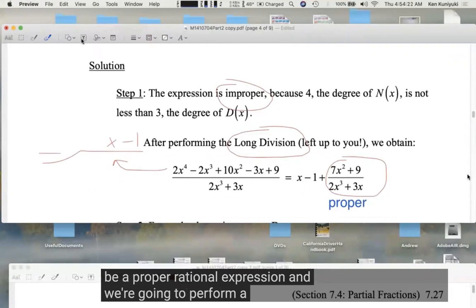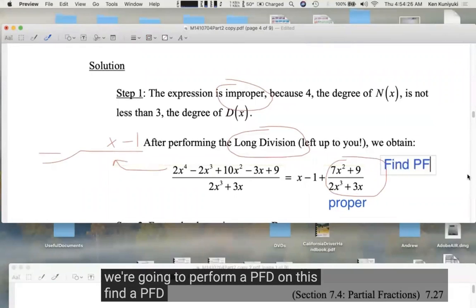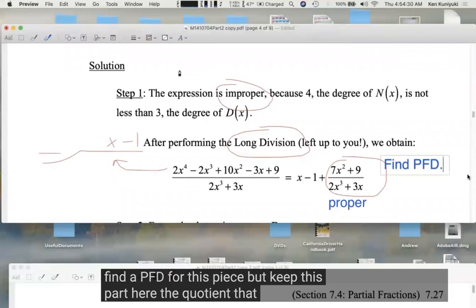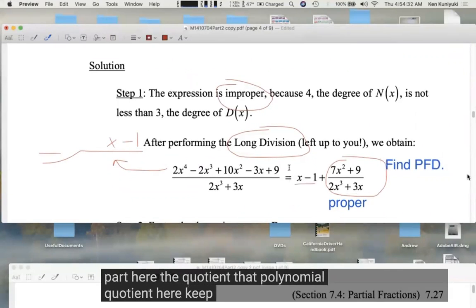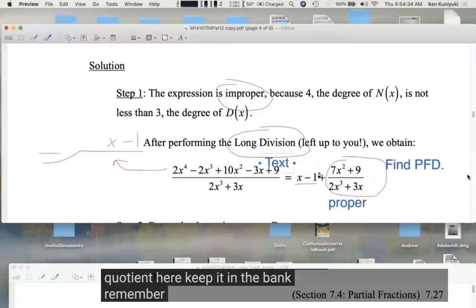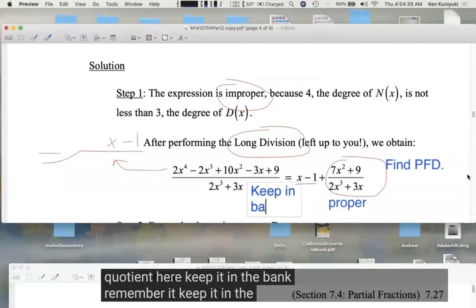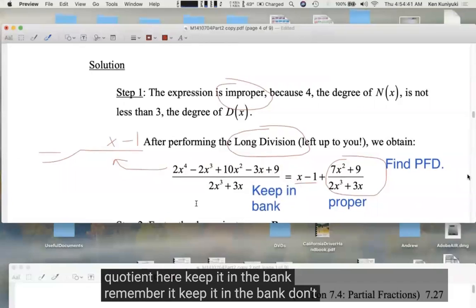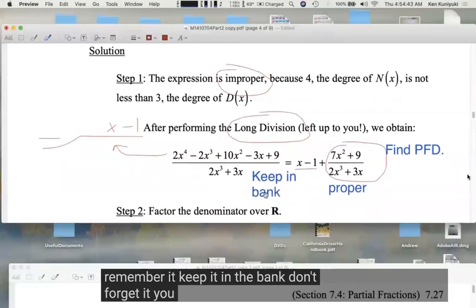And we're going to perform a PFD on this. Find a PFD for this piece. But keep this part here, the polynomial quotient, keep it in the bank. Remember it. Keep it in the bank. Don't forget it. You will have to write it in the end.